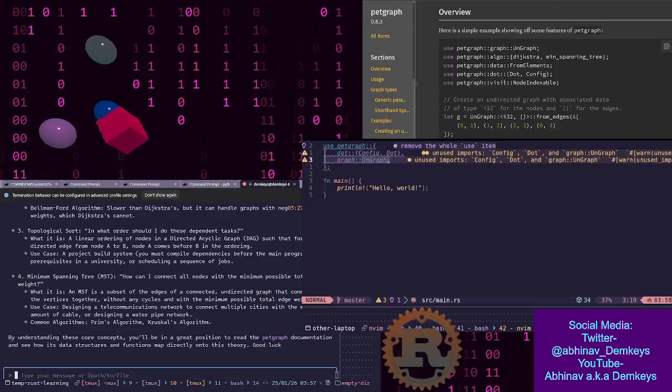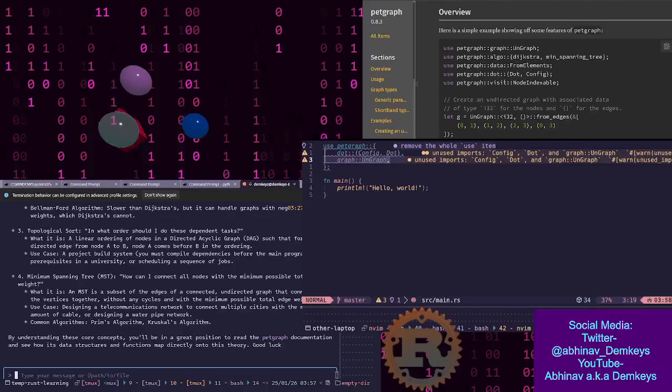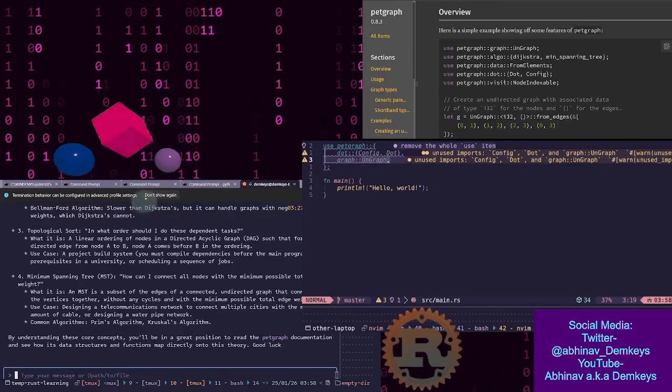Wait, there's graphs used in this as well. That's crazy. Holy shit, we are discovering so much.